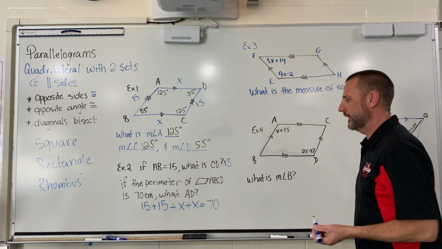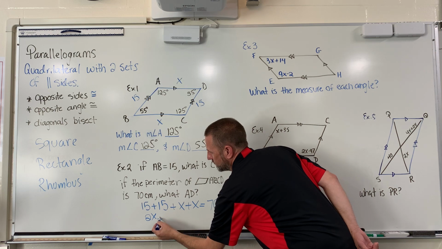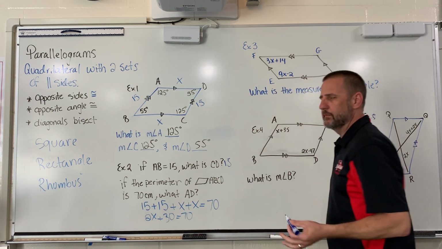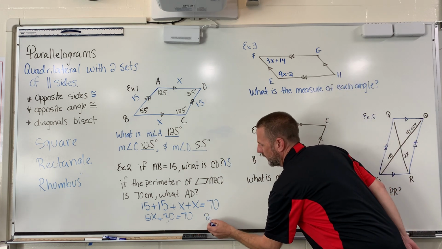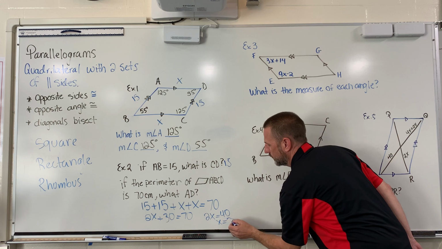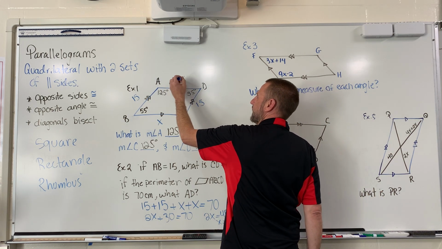Well, combining my like terms, I could come up with 2x plus 30 equals 70. If I minus 30 from both sides, 2x would then be equal to 40, and x is equal to 20. Plug that in and let's see if it makes sense.